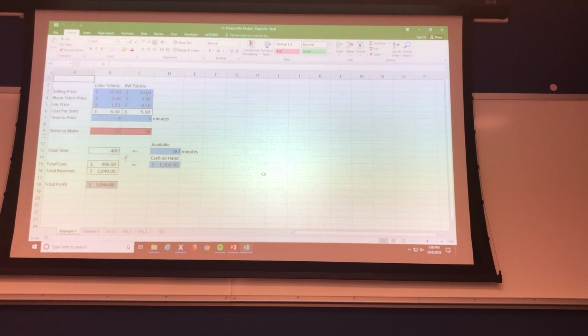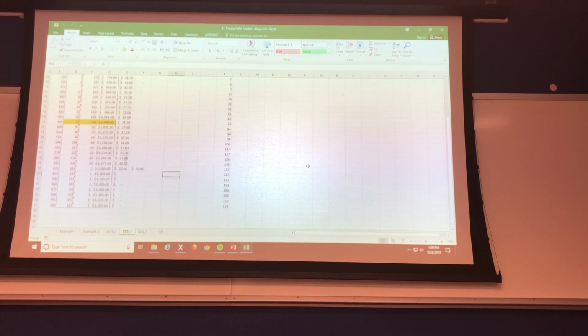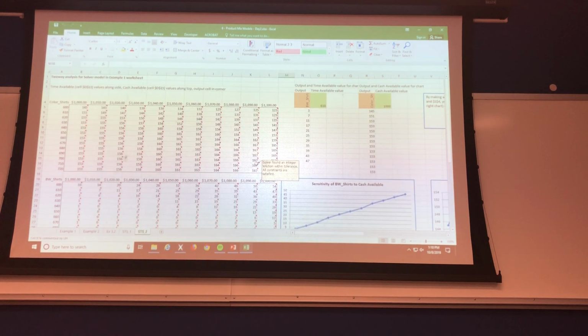This was the file that we were working on. It had the color and black and white t-shirt problem in there. So very small problem, easy to calculate. We did a one-way solver table where we were varying the number of hours, that we converted to minutes, that were available to us. And we talked about that. We then looked at both increasing hours available to us as well as the cash available to us.